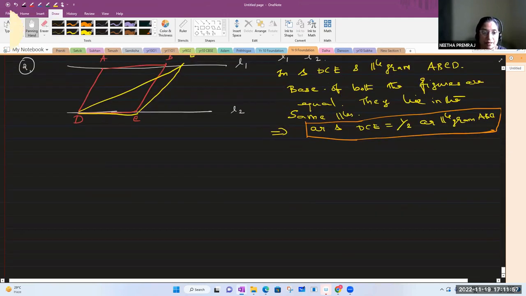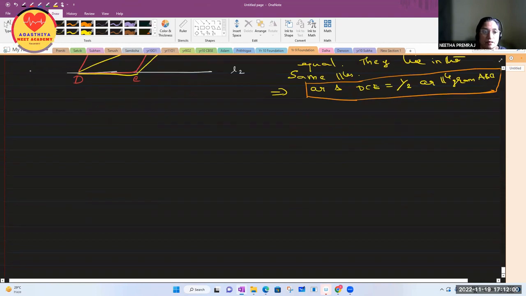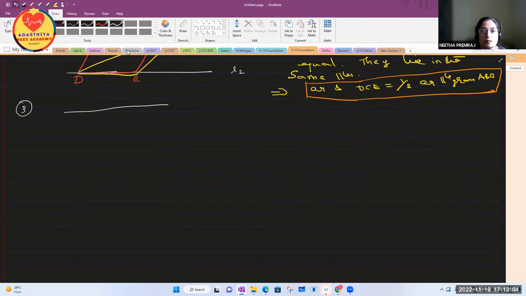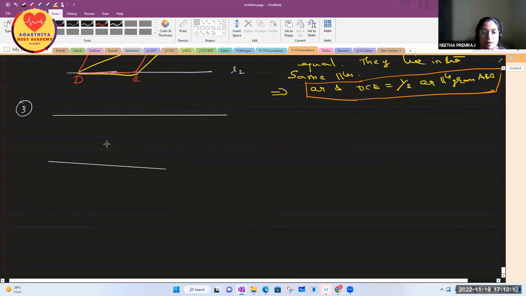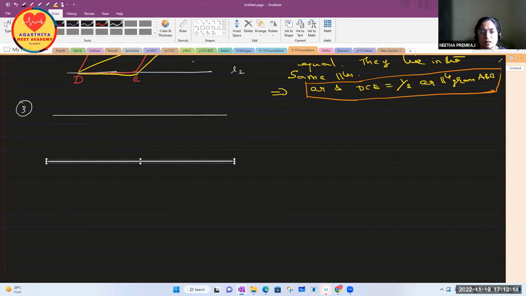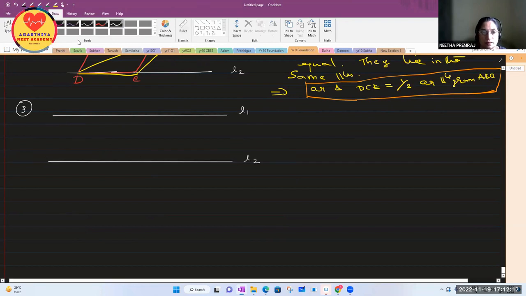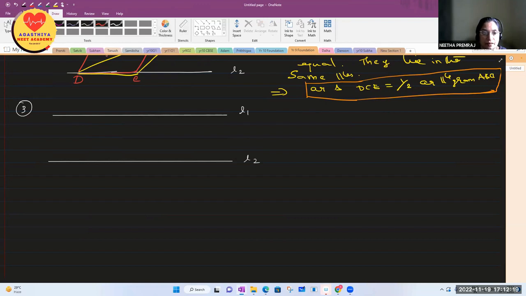See, you can say this in another way. This is the third concept. There are two parallel lines, L1 and L2. There is a triangle. There is a parallelogram ABCD, and there is another triangle.